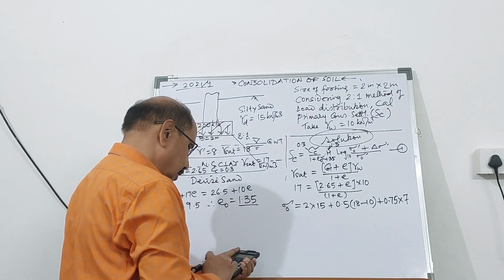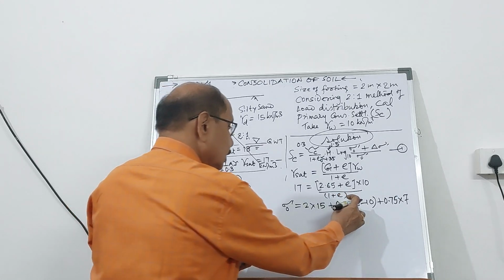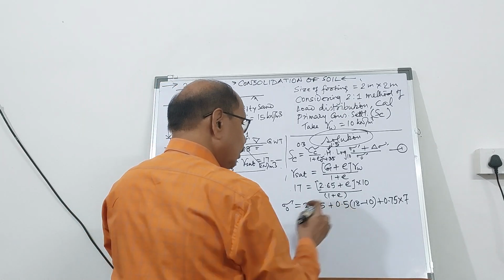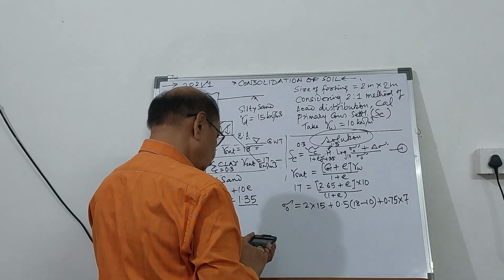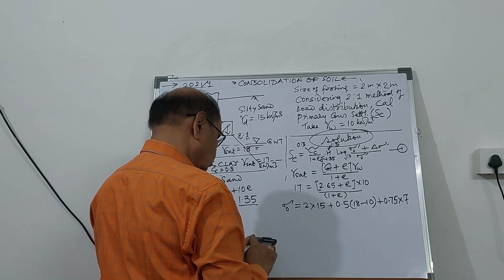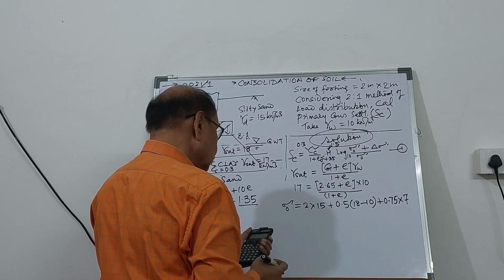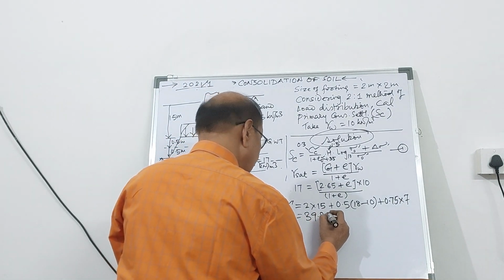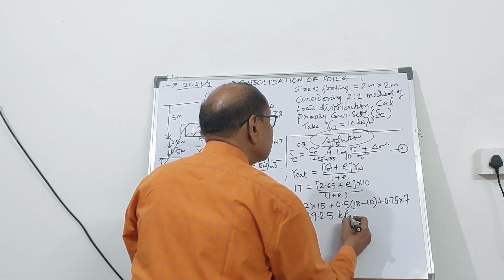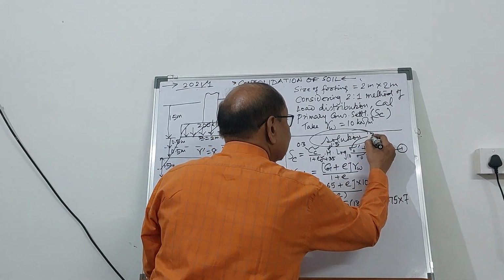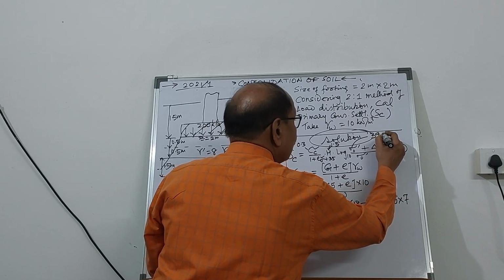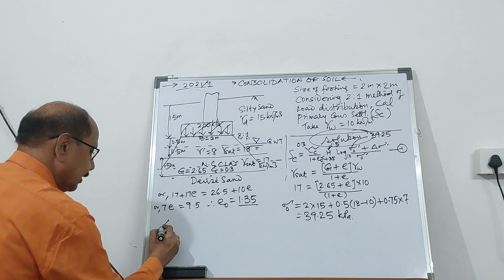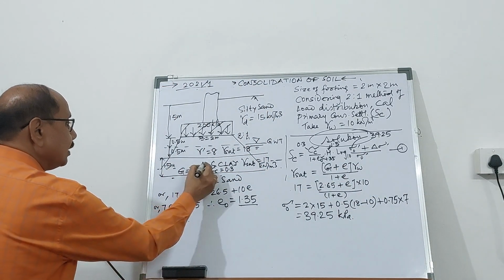So if you calculate, this is 8 into half, that is 4, plus 30, which gives 39.25 kilopascal. So this I have calculated: 39.25. Now I would like to calculate delta sigma prime at the midpoint.